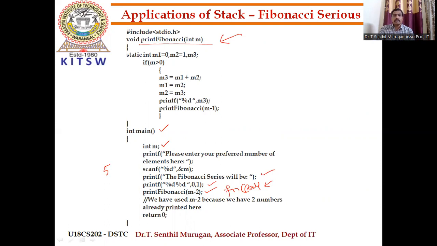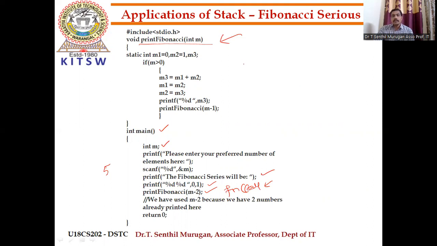So in Fibonacci 3, the m value 3 will come here. Now it will check what the m value is. If the m value is greater than 0, then it will perform this operation: m3 equal to m1 plus m2, then m1 equal to m2, m2 equal to m3. That is how it is working.